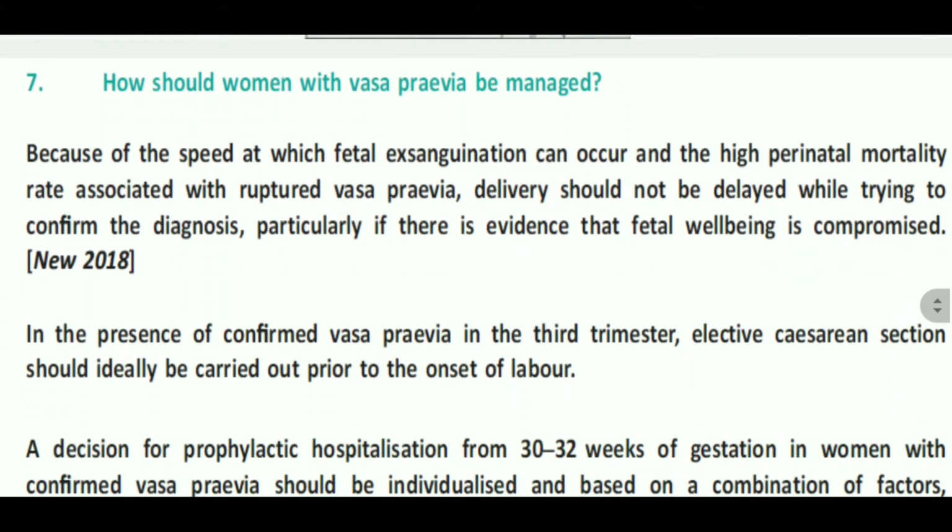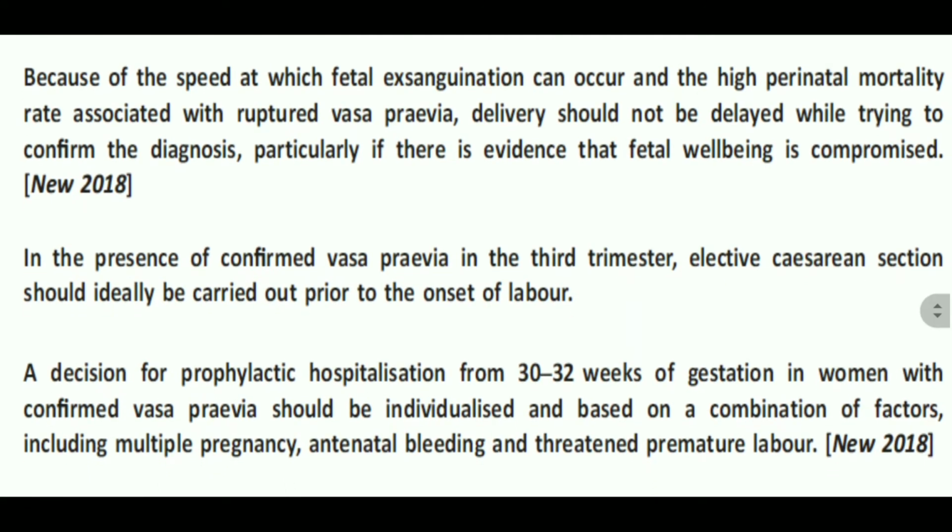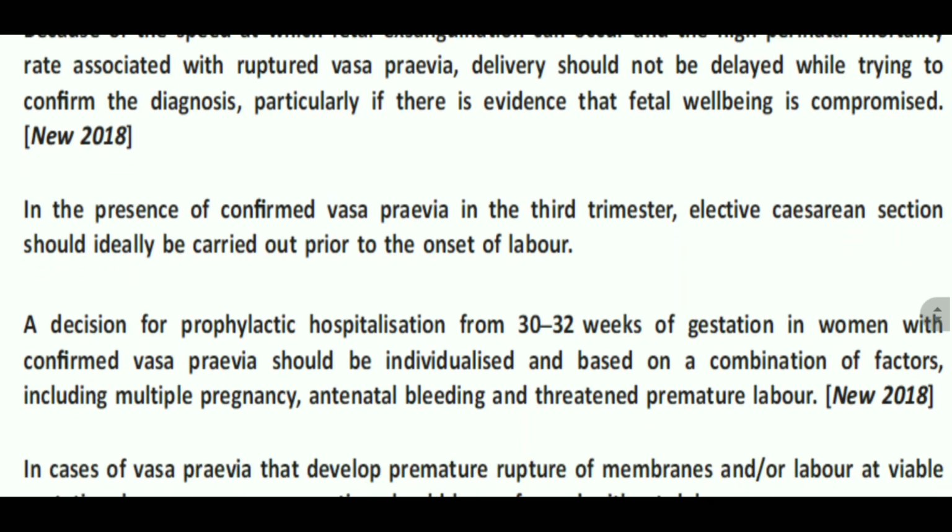Now coming to the main points of the management, how should the woman with Vasa Previa be managed? Okay, there are very important points. First of all, because of the speed at which fetal exsanguination can occur and the high perinatal mortality rate associated with ruptured Vasa Previa, delivery should not be delayed while trying to confirm the diagnosis, particularly if there is evidence that fetal well-being is compromised.